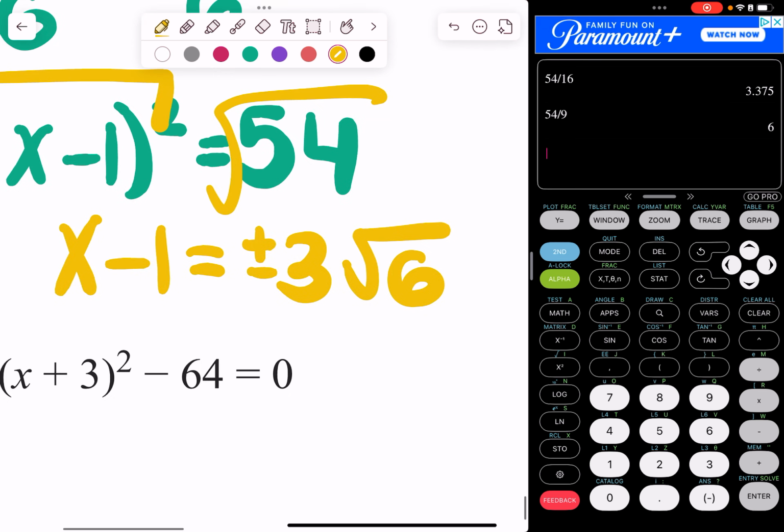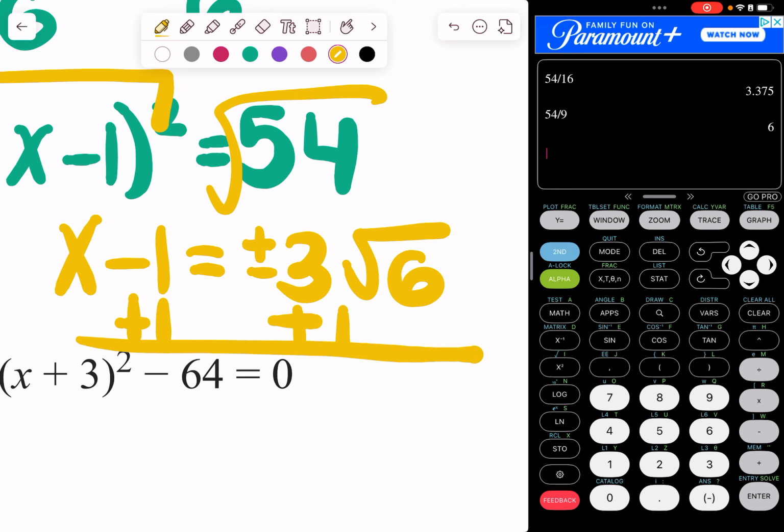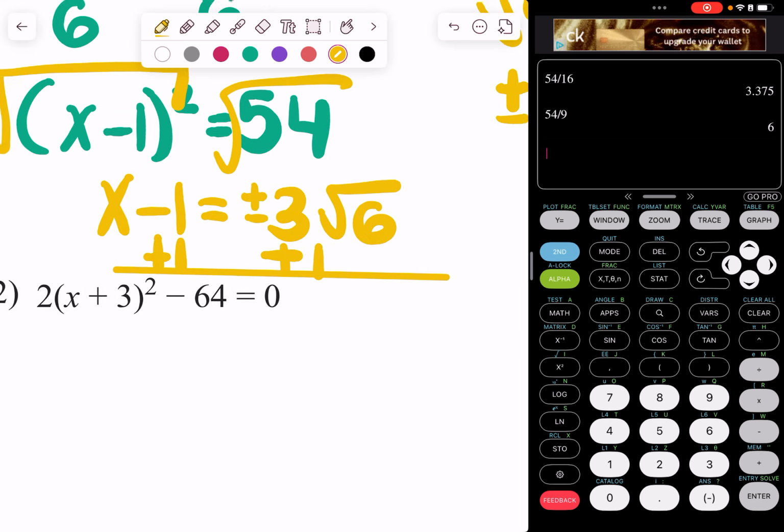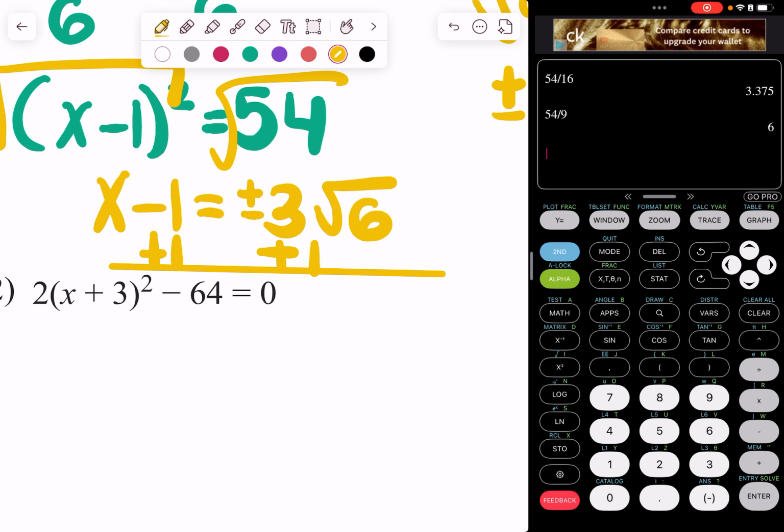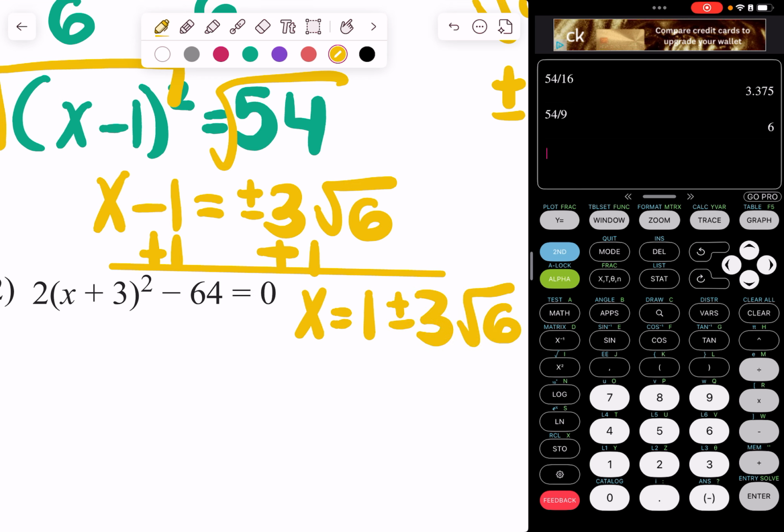I then do not want this minus 1 here, so I'm going to add 1 to both sides. When you add 1 to both sides, you cannot combine any of this because one of them has a square root, one of them doesn't. So our answer is x equals 1 plus or minus 3 square root of 6. You could leave your answer just like that.